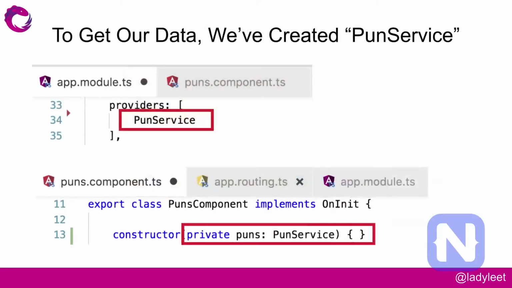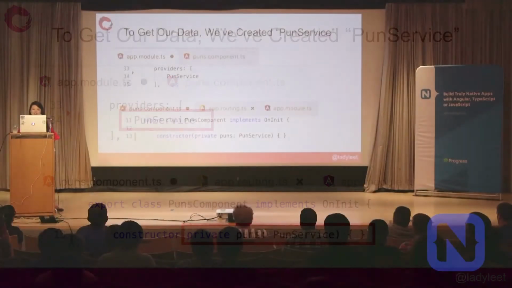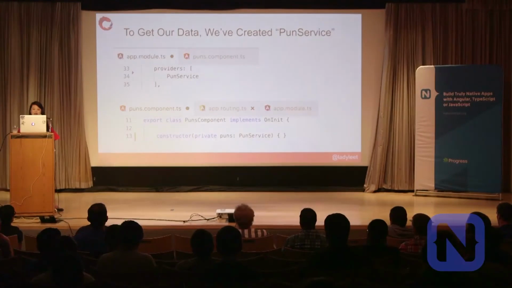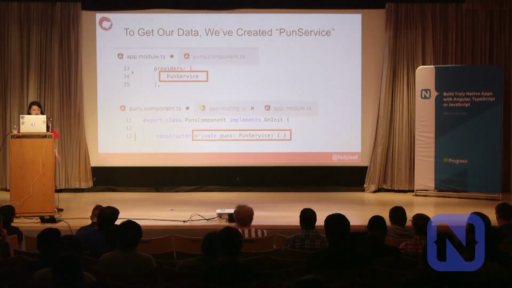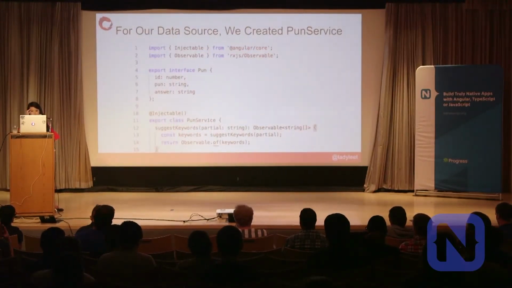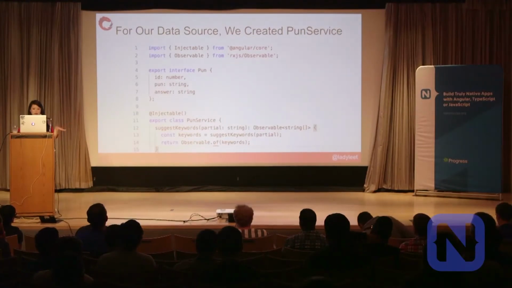So to do that, we need a data source, of course. I didn't have time to play around with the HTTP thing, but I created an Angular service called pun service and then just stuck a huge array of data in there inside. So over here, I'm just providing the pun service to my app in my app module file, and then I'm injecting it through the constructor in my pun component. So this is what our pun service looks like. There are two methods on the pun service: suggest keywords and get puns.